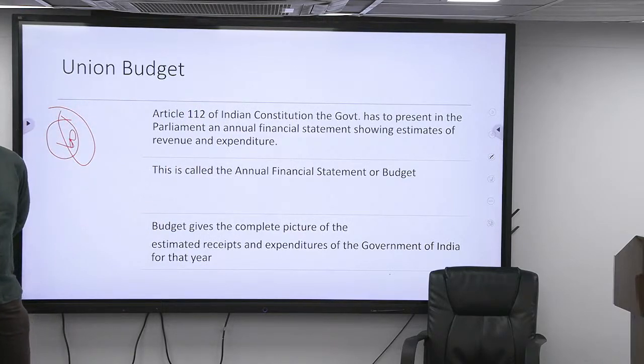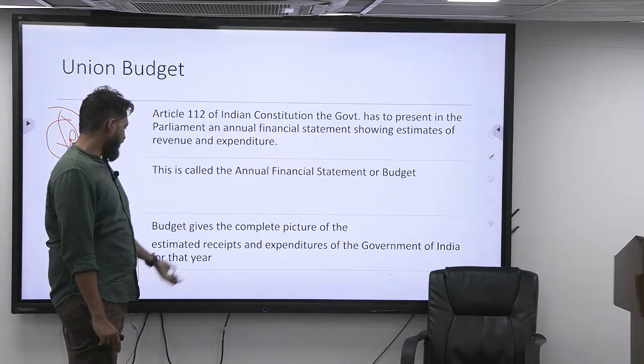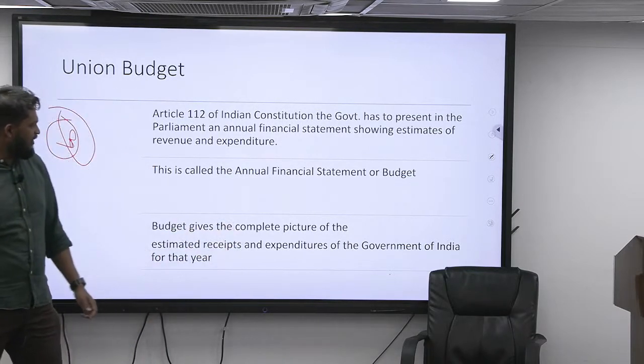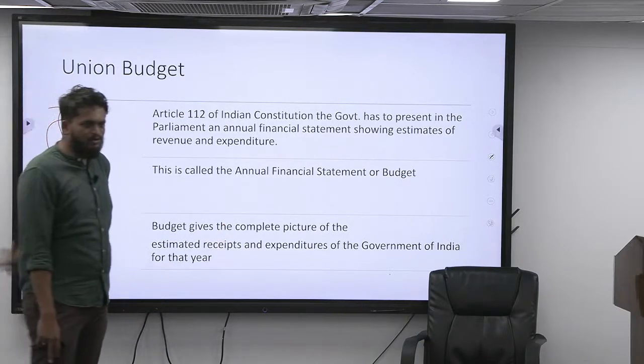Revenue means whatever the government has received. Expenditure means whatever the government is spending. This is called the annual financial statement, also called the budget. Budget gives the complete picture of estimated receipts and expenditures of the government of India for that year. That means the budget is usually for which year?